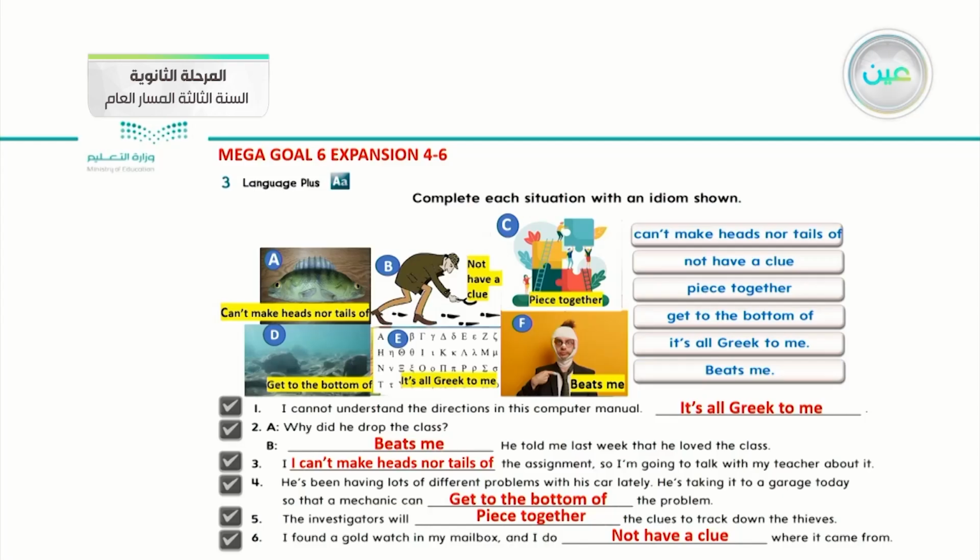Okay, after we complete that question, hopefully this idiom is easy for you and understandable through these pictures, and at the end we applied it through these sentences. Are you ready to move to the second slide or second question? Okay, let's go.